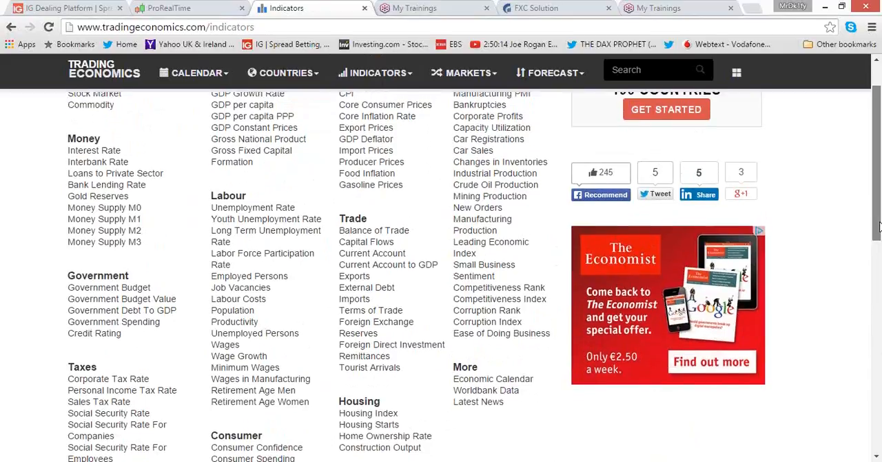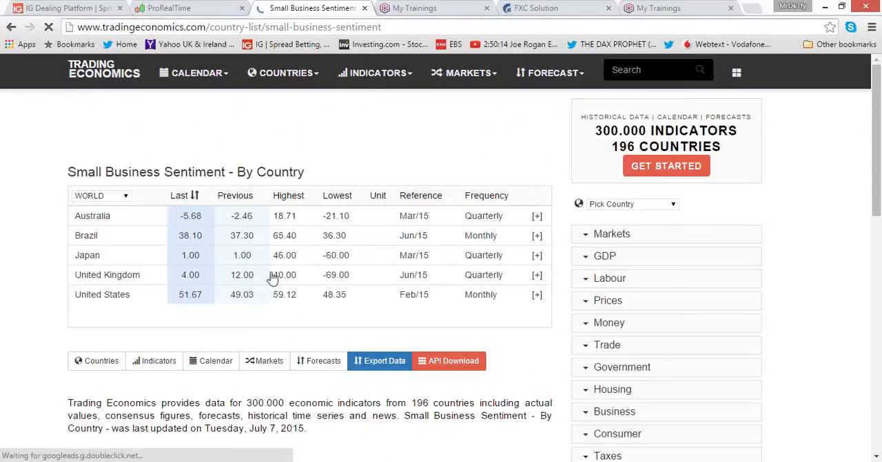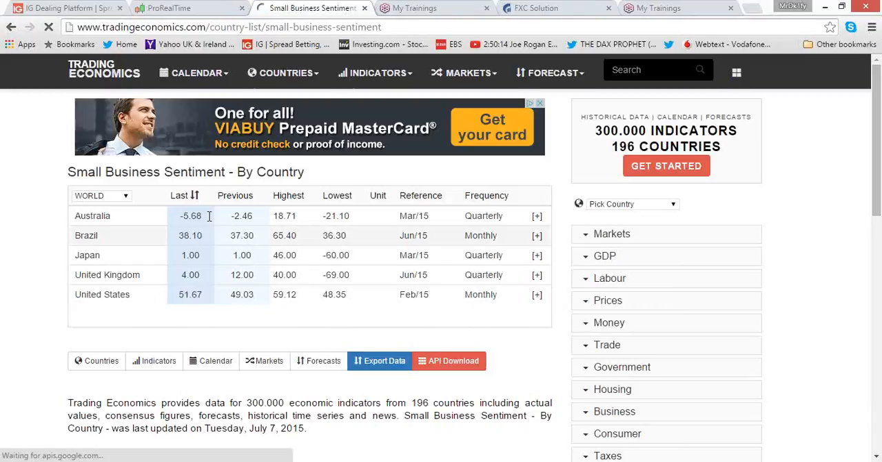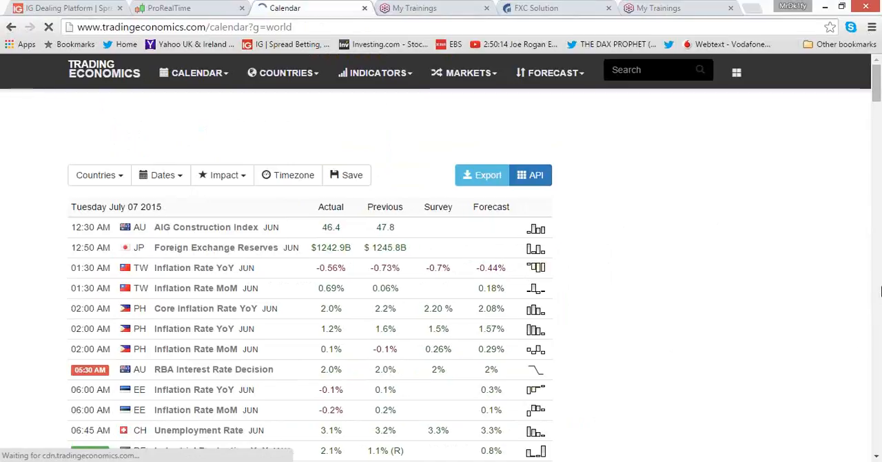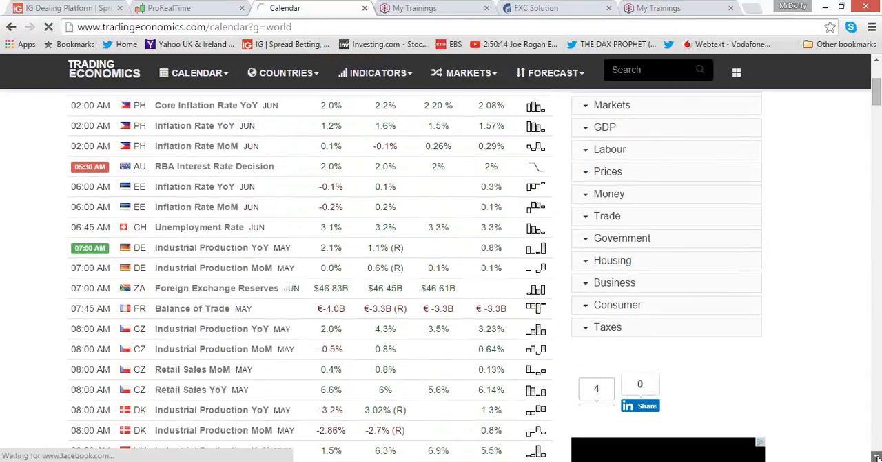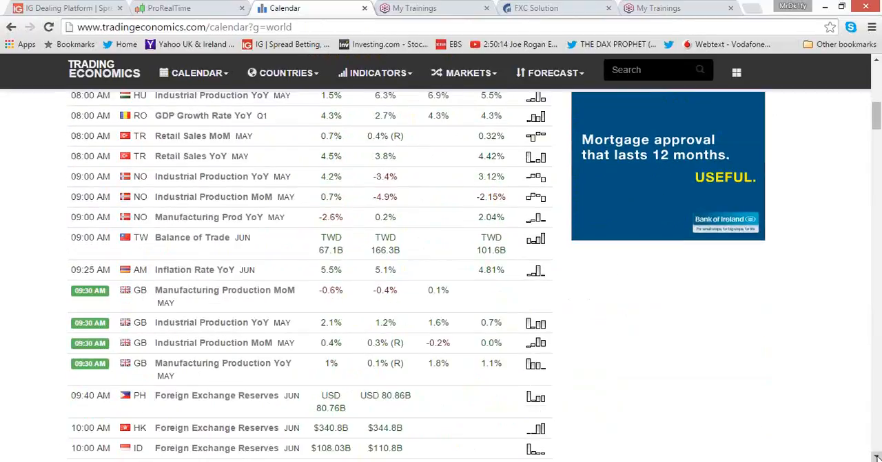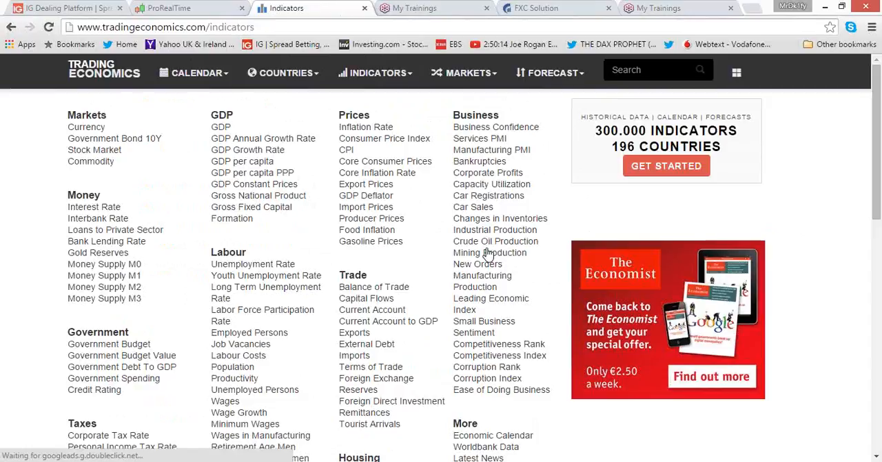So you can go down to business, and there you have your small business sentiment. You have all your various prices, your last prices and the high prices, everything's there for you. And again, if you're looking for when these are going to come out, you go to your calendar, and there you have it. You can see what information is coming out on a certain day. So there you go. Now we go back. So that was the main leading indicators.